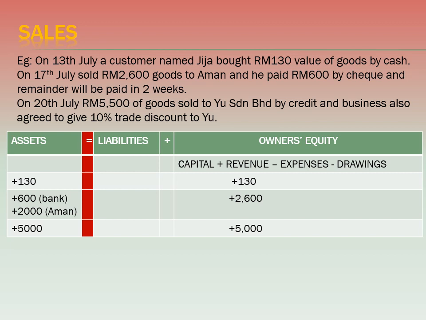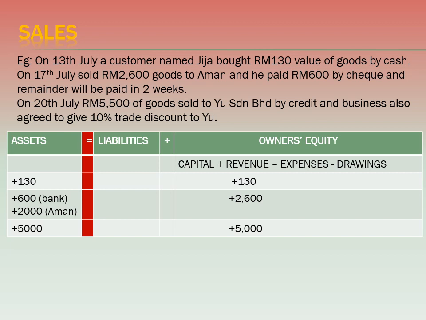So the effect for the basic accounting equation. Okay, first, we receive money from Chicha, 130. So the cash increases by 130. So plus 130 under the asset column and plus 130 under the revenue column, because sales is under the category of revenue.